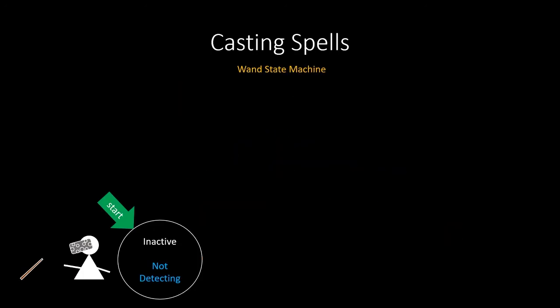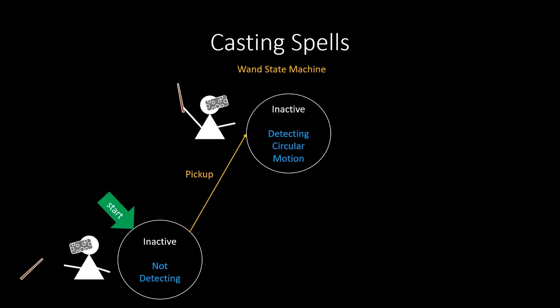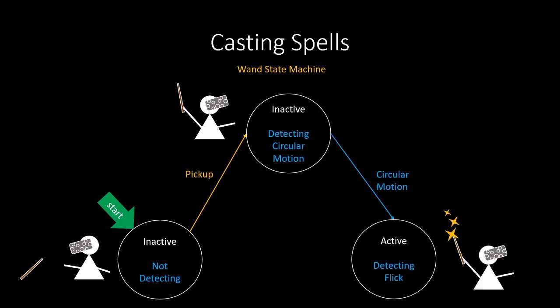The wand starts inactive and does not detect anything until it is picked up. Then, it waits for a circular motion before becoming active. It then waits for a flick to cast a spell. Once the spell is cast, it goes back to detecting a circular motion. At any time, if the wand is let go, it will stop detecting and go back to being inactive.